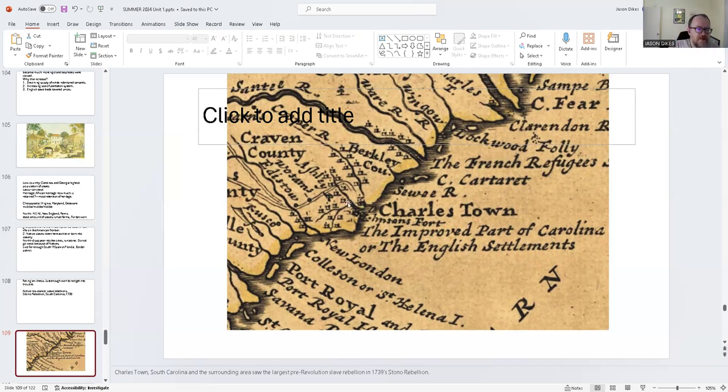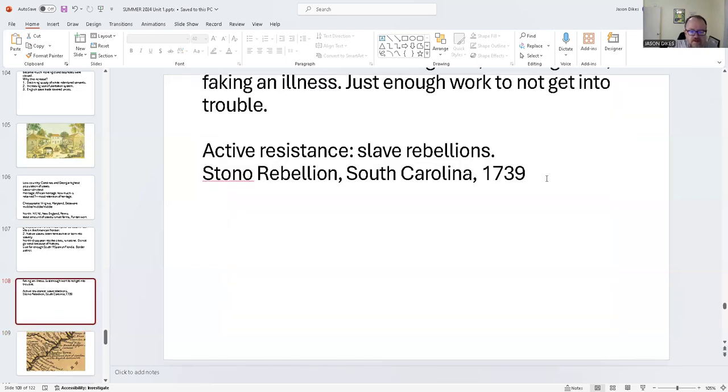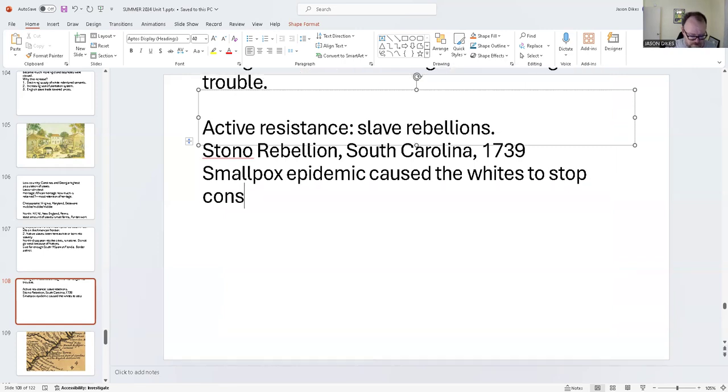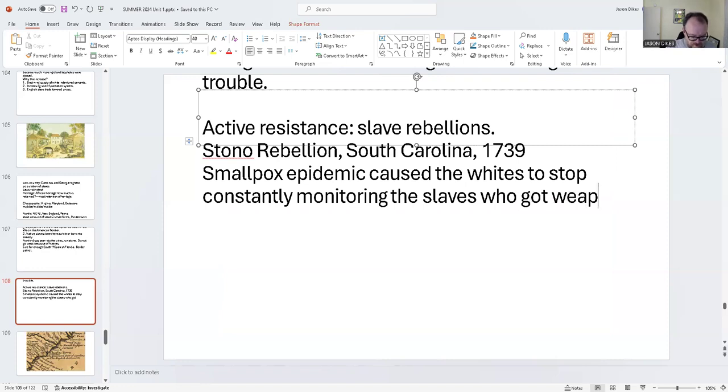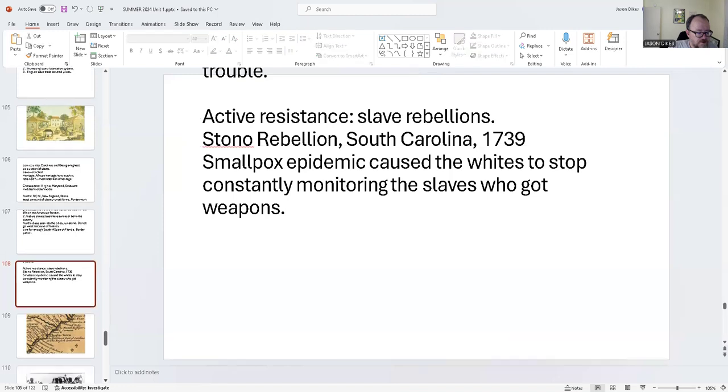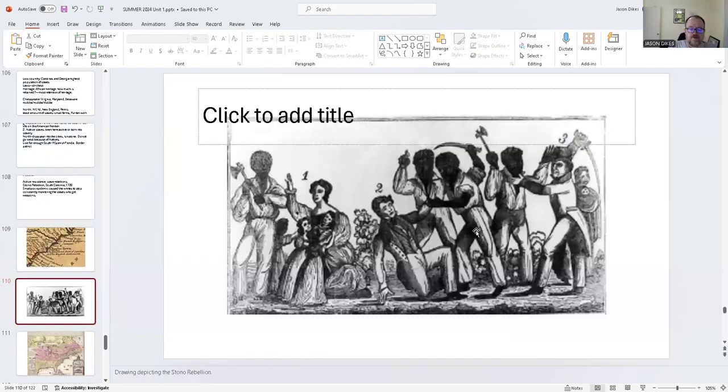It's now, of course, Charleston, but as best as anyone has put together, a smallpox epidemic caused the whites to stop constantly monitoring slaves, got weapons, and let things take their natural course. This is a woodcut from the Stono Rebellion.